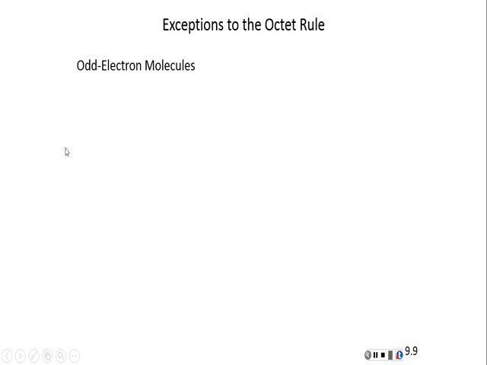Odd electron molecules, here's one, NO, which is nitric oxide. 11 electrons altogether. And that's what it will look like. You can't just get an octet there. So there are such things in nature.